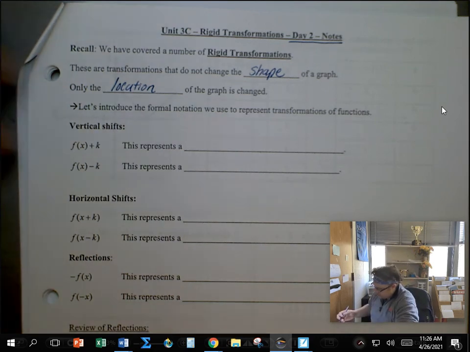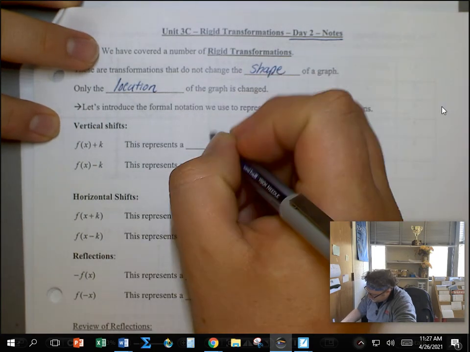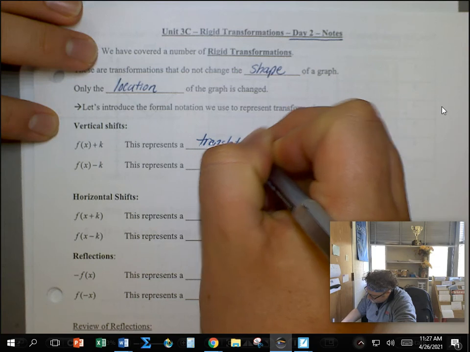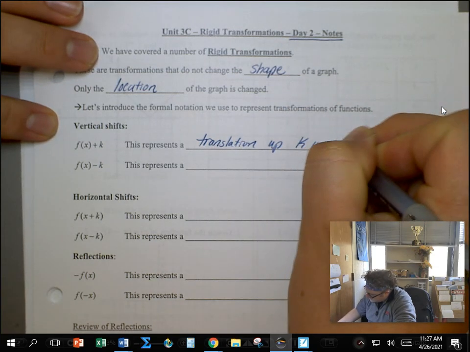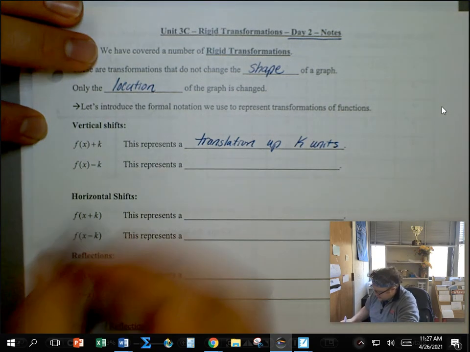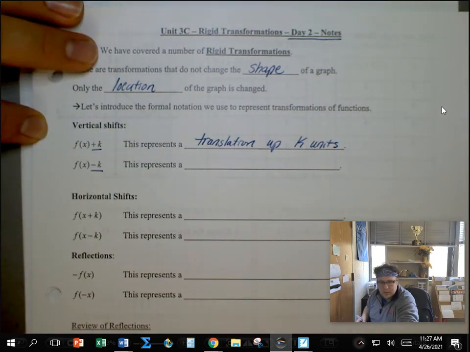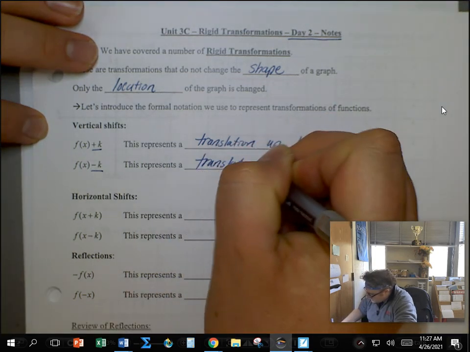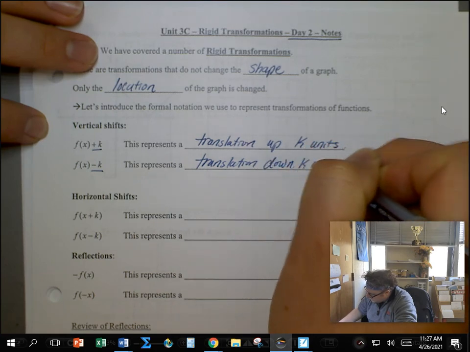So the first type of transformation that we can do is called a vertical shift. This would represent a translation up k units. You can see that k is happening on the outside of the function. Similarly, we have a translation down k units.